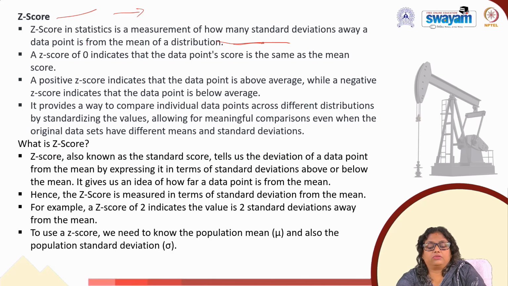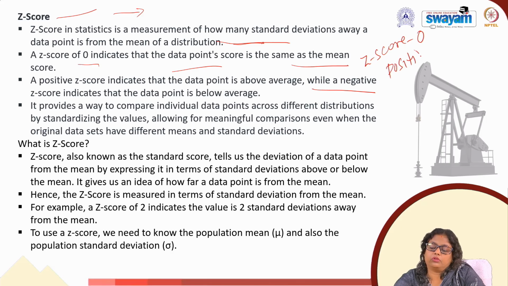Okay, so the Z score of 0, it is going to be a value. So if Z score is 0, it indicates that data point's score is the same as the mean score. Okay, so if it has a positive value, so positive Z score, it indicates that data point is above average, while if you have a negative score, it indicates that data point is below average. So we can see it here, there are three values we are talking about. One Z score we are talking about may be 0, positive, or negative. So out of these three only it will lie, either it will be 0, positive or negative.